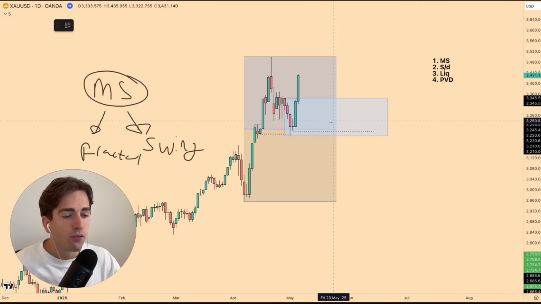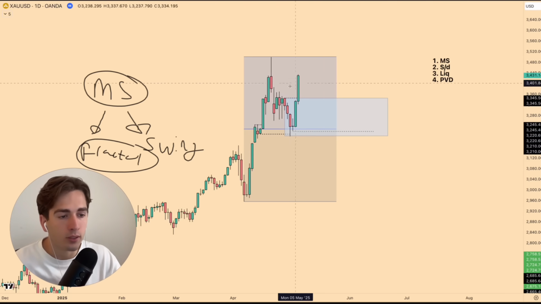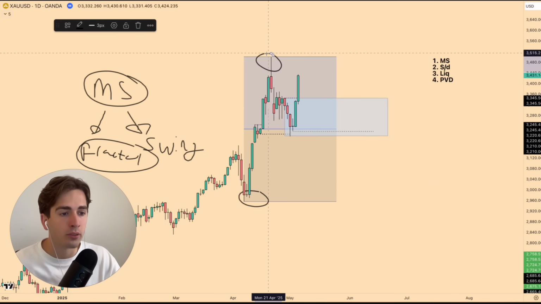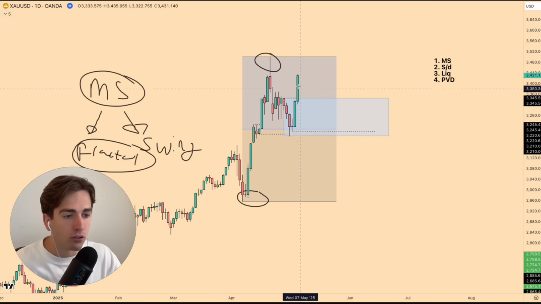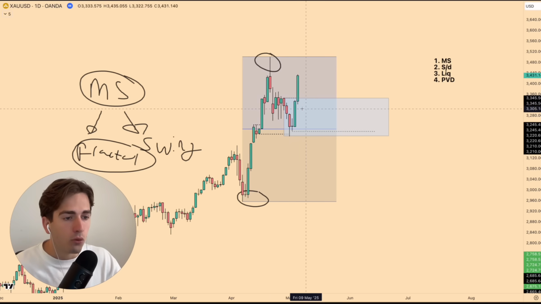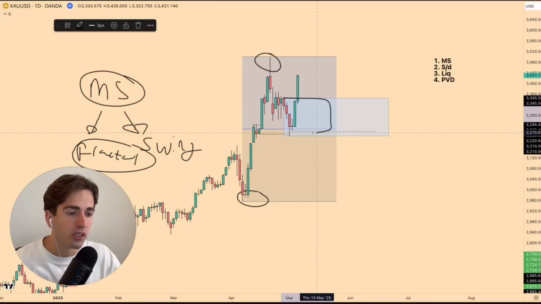So the first piece of confluence is the market structure one, where we have two forms of market structure: fractal and swing. As we understand, the swing structure is now bullish from this low towards this high, and the fractal structure is now bullish from this doji candle's low after breaking this overall high. We have an area of demand in the form of the sub for the buy.